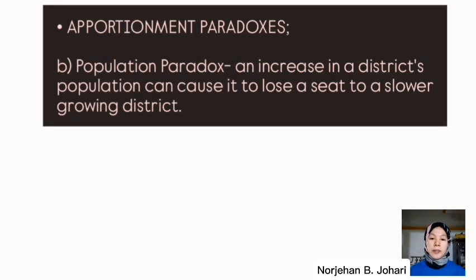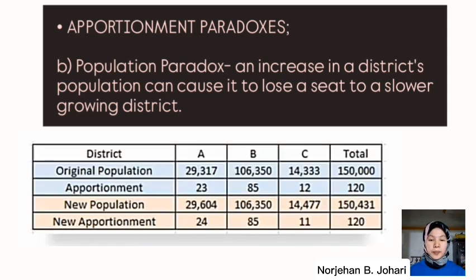Now, on the population paradox, this is an increase in a district's population can cause it to lose a seat to a slower growing district. So, for example, if we can notice here sa original population, A is mayroon tayong 23 apportioned, but sa new population is naging 24. Sa B, it stays the same na 85 both original and new apportionment. Sa C naman is from 12, naging 11 yung apportionment natin.